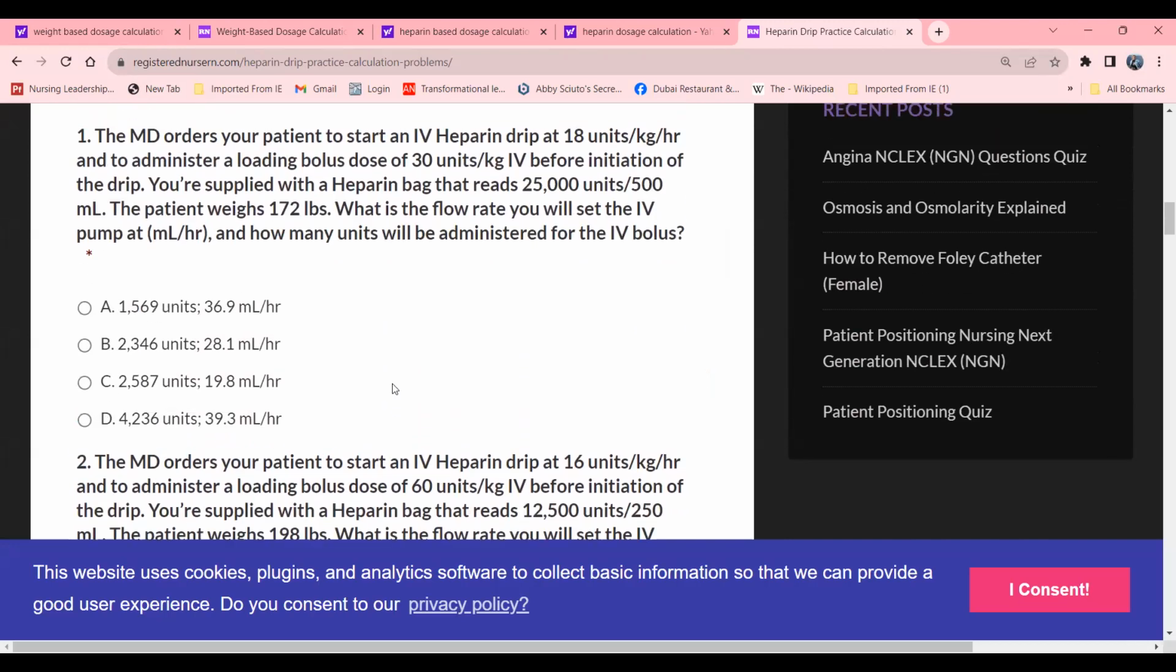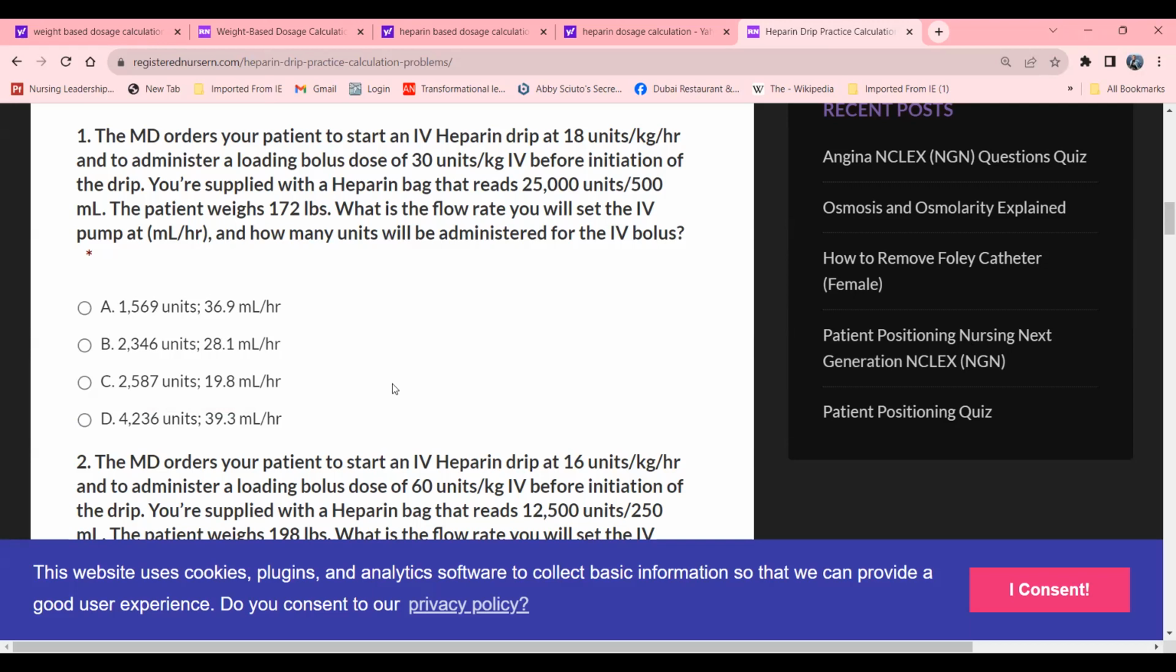Again, we're just going to calculate the mLs per hour. We're not going to do the units for the IV bolus. It's not a big deal, but we're not going to do that right now because that's not going to be on the test. Okay. So it's asking you to calculate the mLs per hour. So again, what are we going to start with? We have a given here. What is our given?